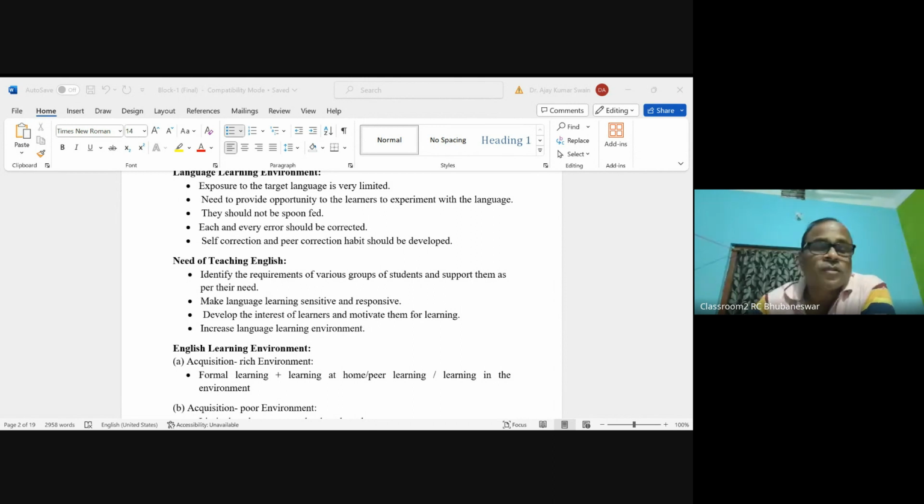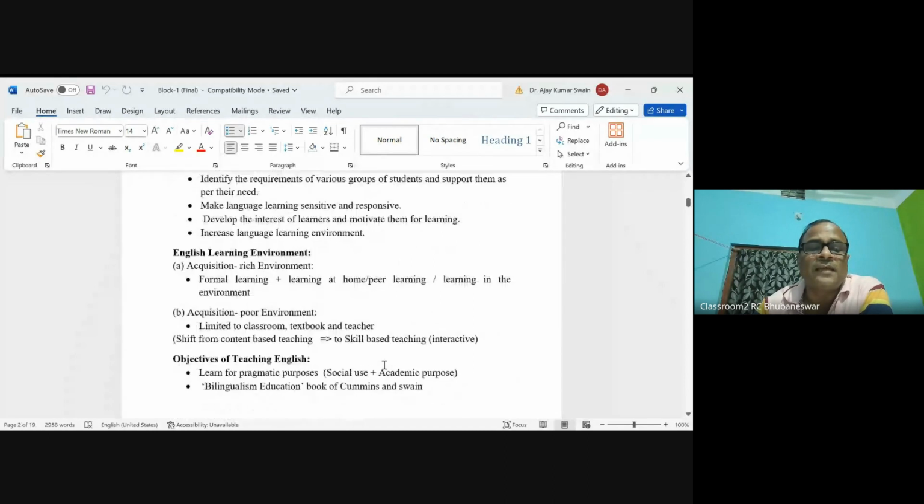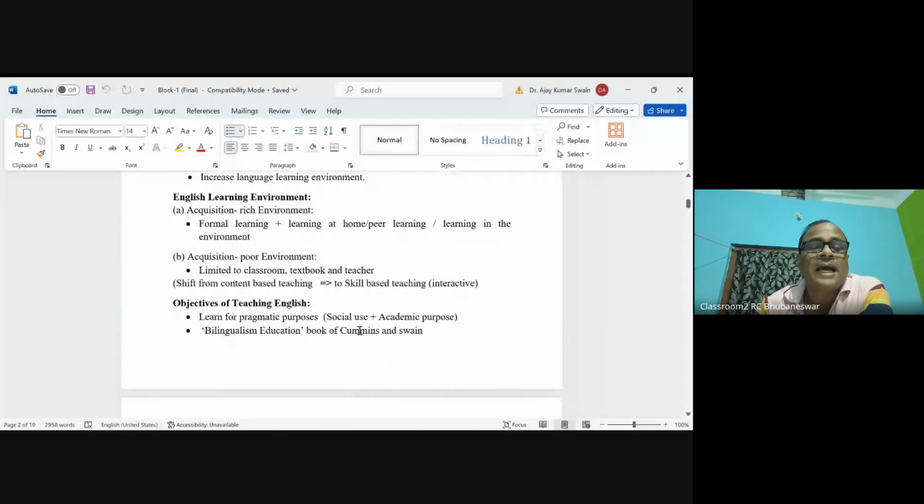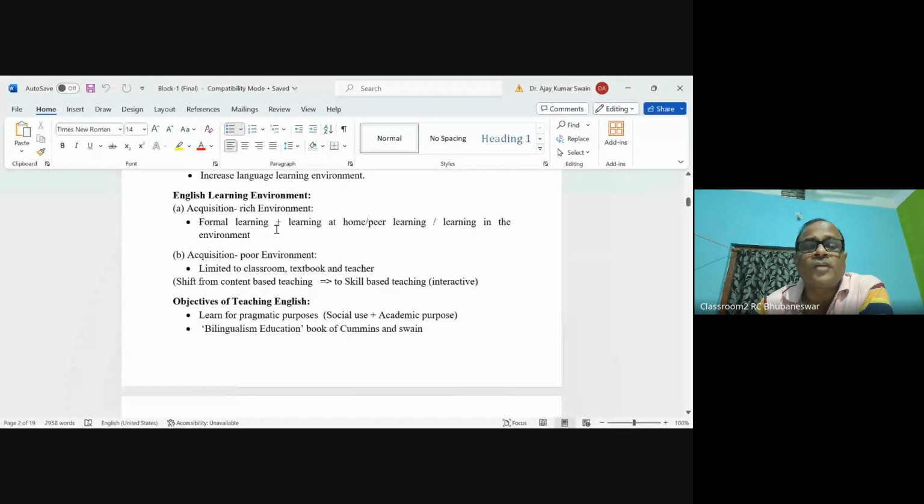Okay. So here is a formula. You see the formula. Acquisition means formal learning plus learning at home or peer learning, learning in the environment. That is a rich environment. Acquisition with a poor environment is limited to the classroom, textbook and teacher. That I told you now.